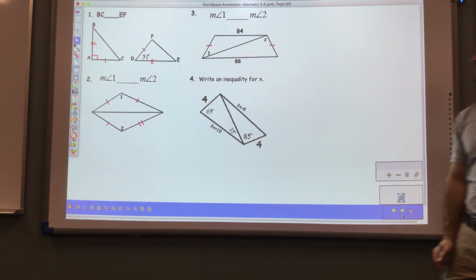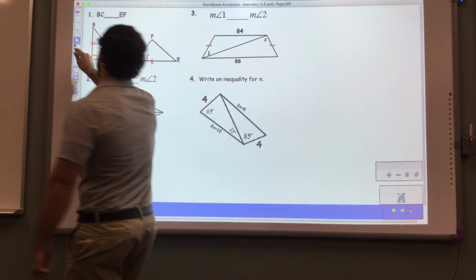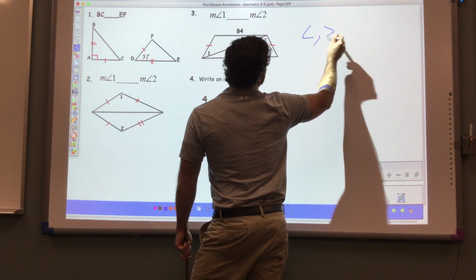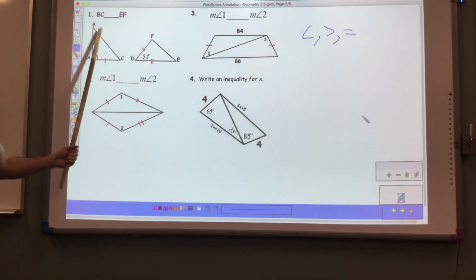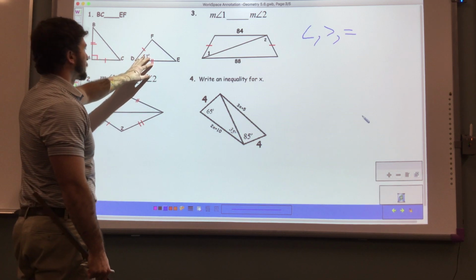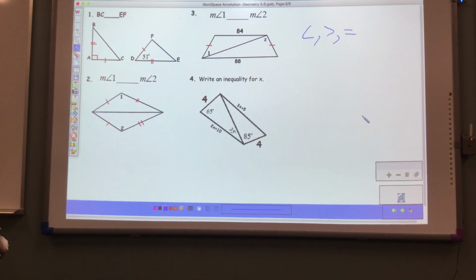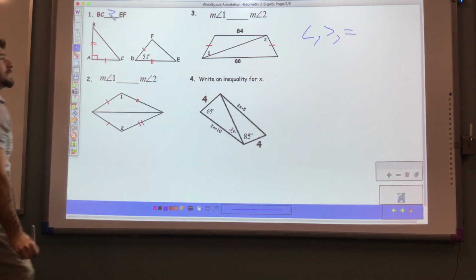So if we have to decide if these are less than, greater than, or equal to, those are our options. Number one says the length of BC and the length of EF. We want to figure out which one's greater. Well, we have our two congruent sides. Then we look at our included angle. This one has the bigger included angle, so the bigger one is BC. So BC is greater than EF.